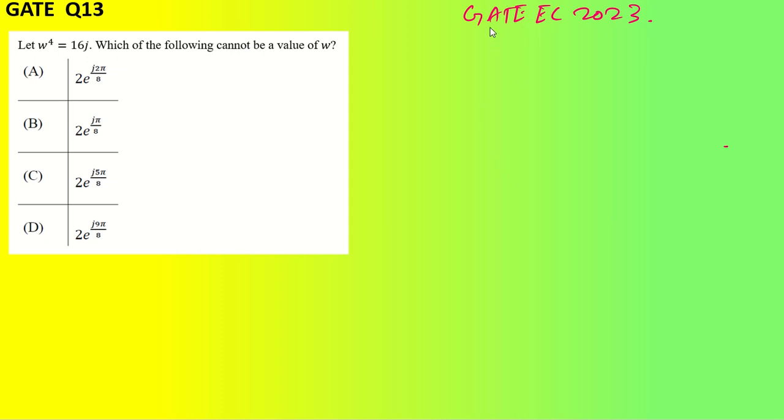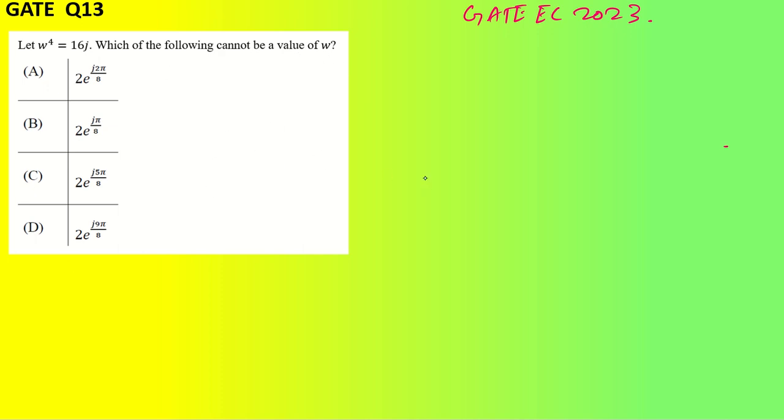Hello. So this question is asked in GATE EC 2023. The question is W to the power 4 is equal to 16j. So this is a complex variable question, a complex number question. Which of the following cannot be the value of W? These are the four options that we have to identify.